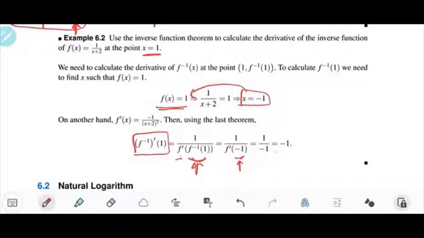1 over f prime of minus 1, we replace minus 1 in the derivative of f, and it will give us minus 1. So this is how we use the theorem.